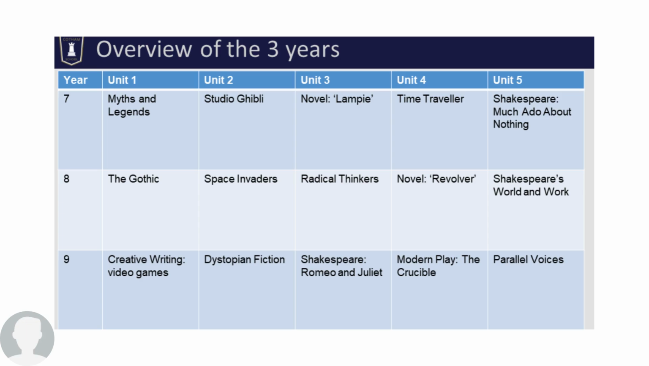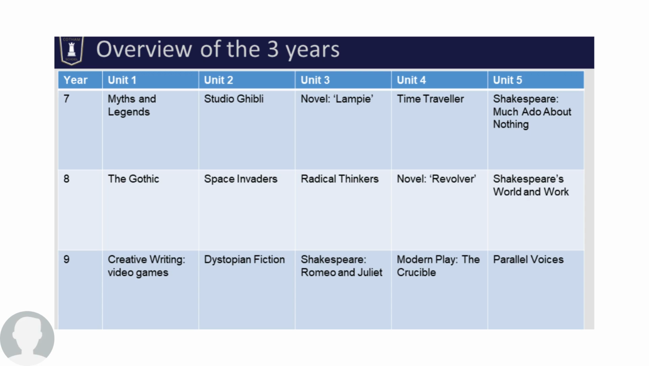And then we move into studying a selection of films, or extracts from films, by the Japanese film studio Ghibli, where we're teaching analysis of concepts, but looking at visuals rather than thinking about language. And then from that we move into a novel, which at the moment is Lampy, about mermaids and set, I believe, in Cornwall. That moves on from Studio Ghibli, from the analysis of visual elements, into studying how we analyse language and how that works.